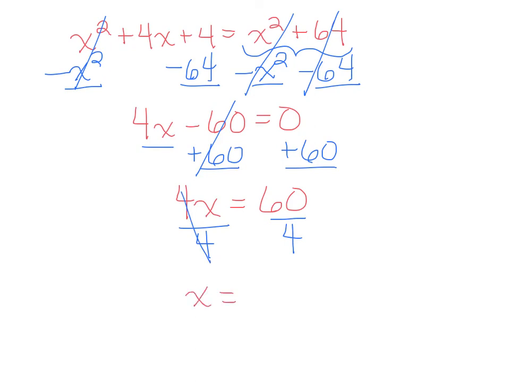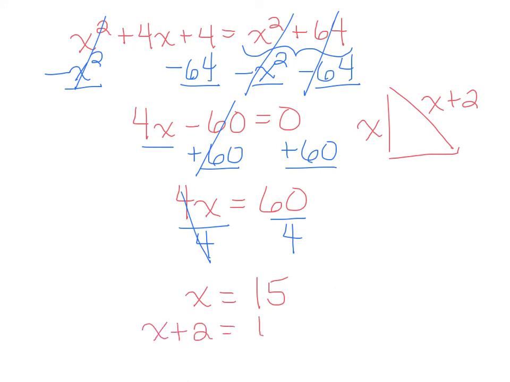X equals 15. Since x is equal to 15, remember in our triangle, our shortest side was x, our hypotenuse was x plus 2. Therefore, our shorter side is 15, and our hypotenuse is 17.